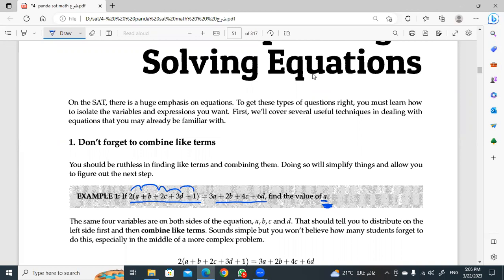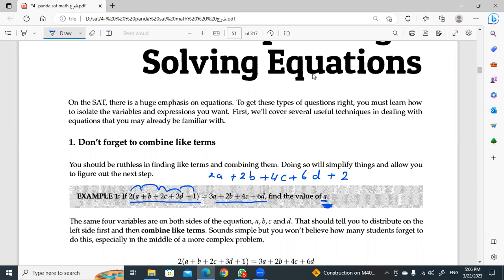So first of all, 2 multiplied by a will be 2a, and 2 multiplied by b will be 2b, and 2 multiplied by 2c will be 4c, and 2 multiplied by 3d will be 6d, and 2 multiplied by 1 will be 2. Clear? Yes. Okay. And after this, I'm targeting a.